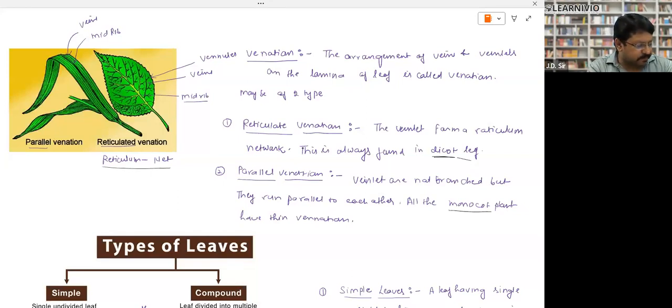Next point. All the monocot plant have parallel venation. Most of crop plant, rice, wheat, and all that. Most of crop plant are monocot. These are very important lines.